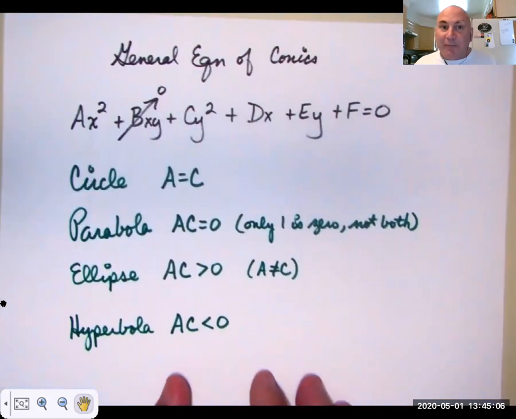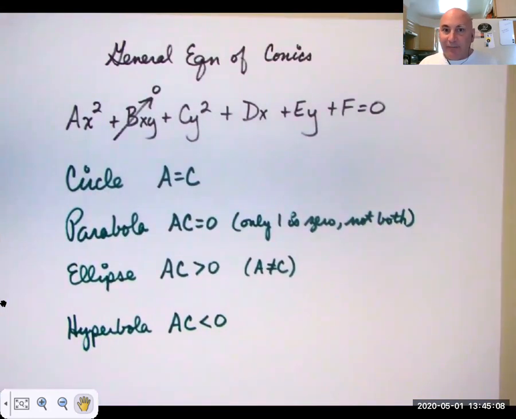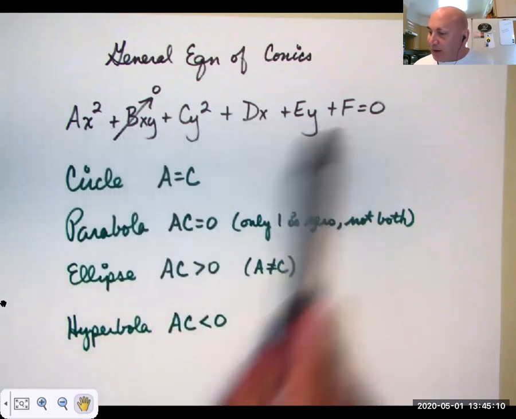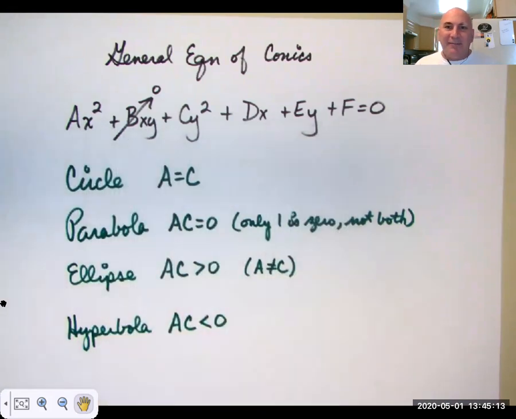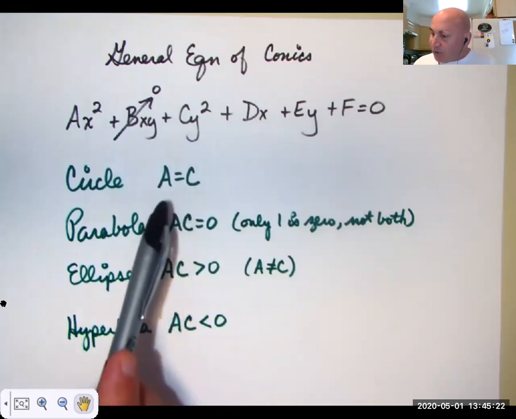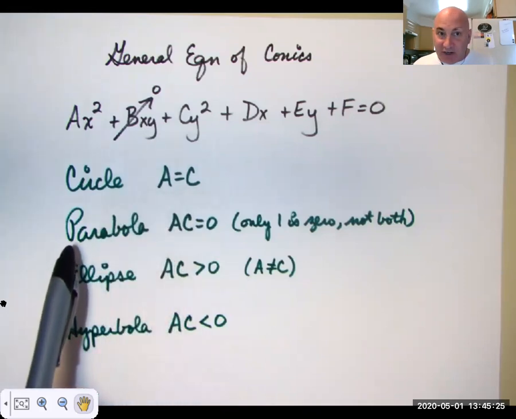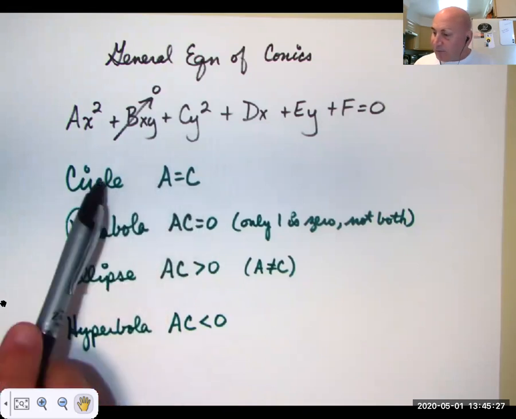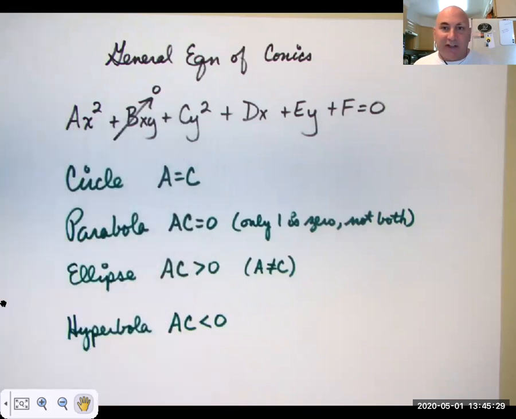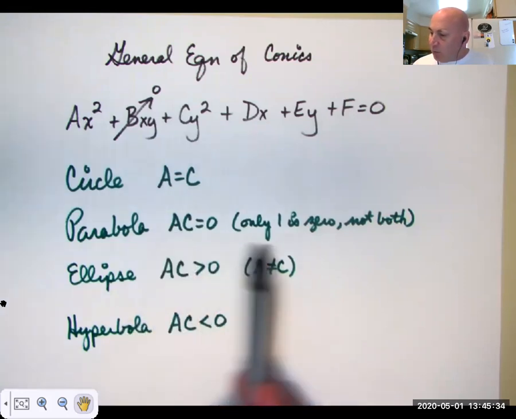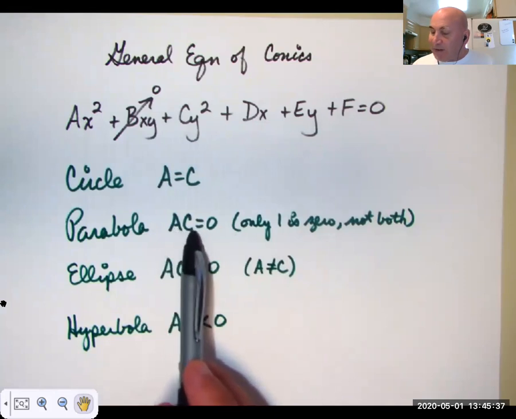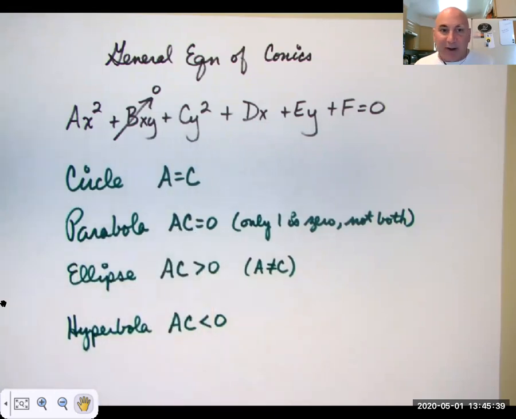Now, I've told you before that the general equation of a conic can be written with these 6 variables, a through f. But for our purposes, we're going to let b equal 0 because we don't want to take a curve and rotate it. So if your curve is a conic, then if it's a circle, a must equal c. If it's a conic and one of the other, a or c, is 0 but not both, then it will be a parabola.